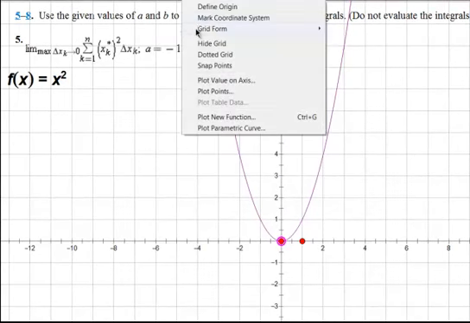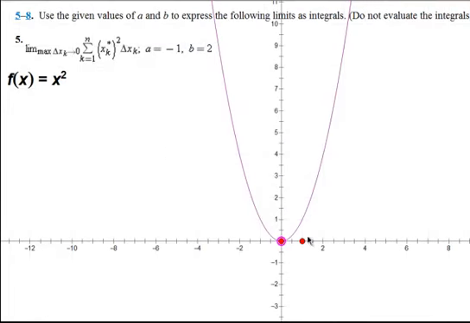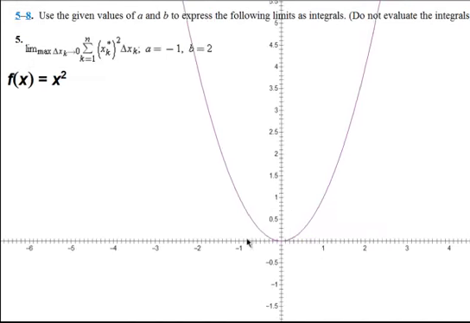I'm going to just hide the grid here. So now what we want to do is I'm just going to hide those too because we want to look down here and we want to imagine the area from -1 to 2. So that's our range. And it doesn't really matter, they don't even tell us what n is. But basically what we're doing is we're looking at these rectangles here.